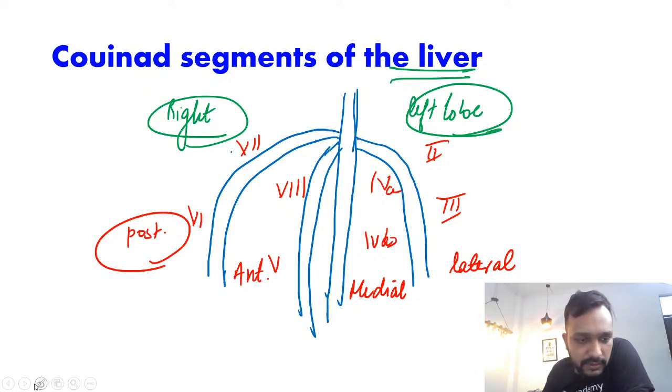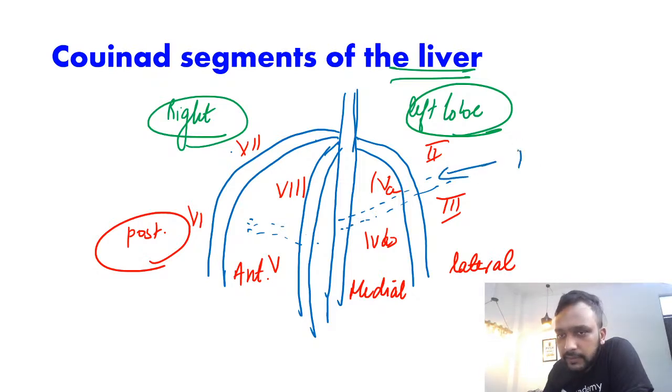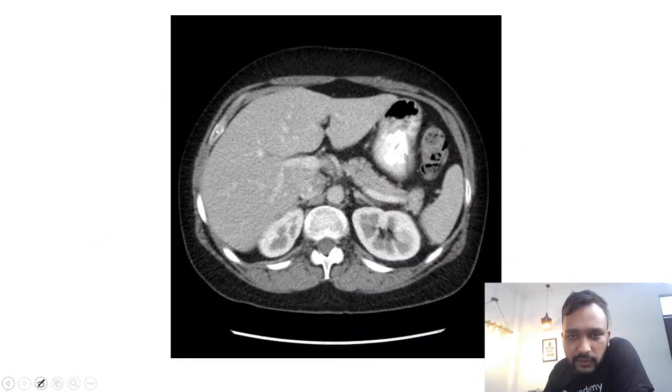And the structure which divides the liver into superior and inferior segments is your portal vein. So the portal vein will further divide the liver into superior and inferior segments.